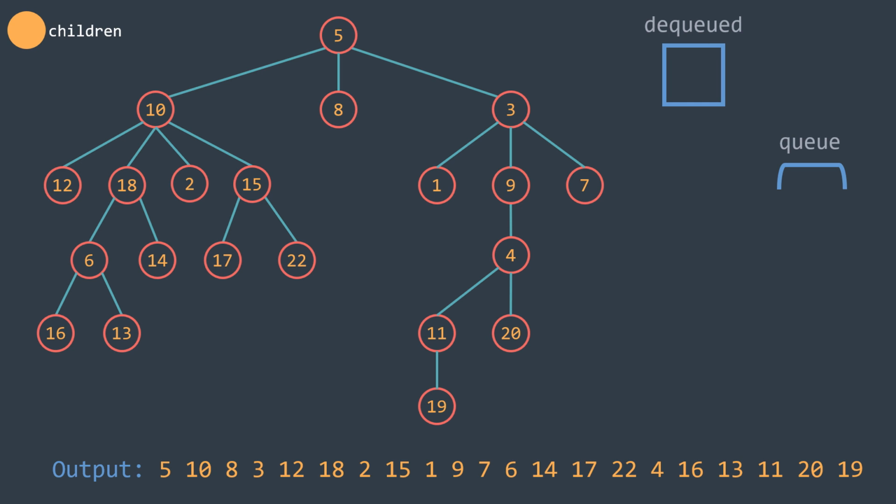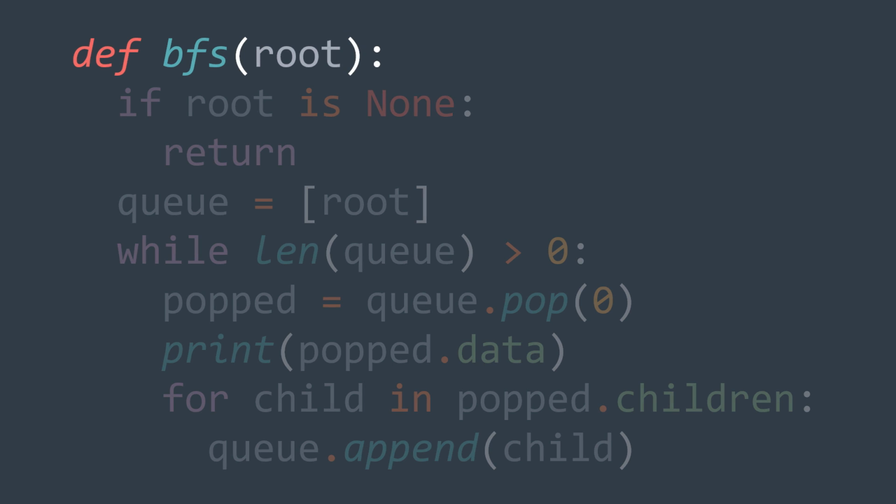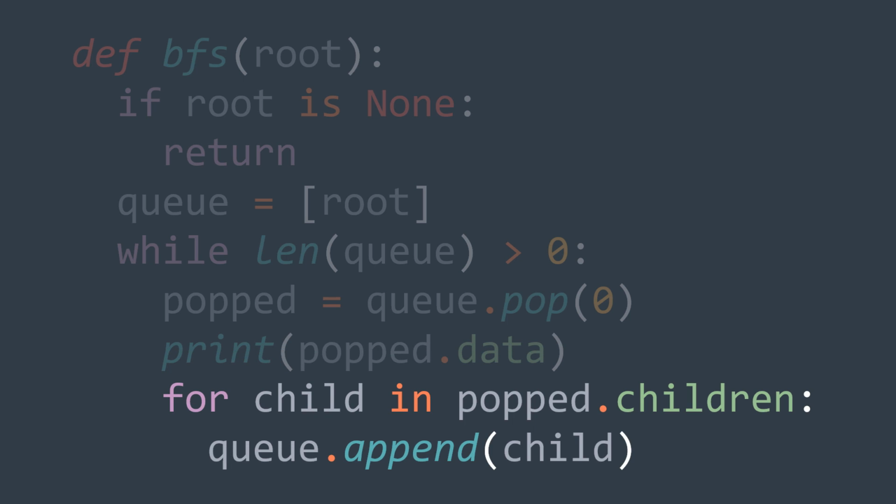For the code, we create a function that takes the root of the tree as parameter, we directly exit if the tree is empty, then we need to create a queue that initially contains the root, but we can just use an array. Now while the queue isn't empty, we dequeue the next node by popping the first element from the array, we print its value, and we iterate over its children to enqueue them. That's it.